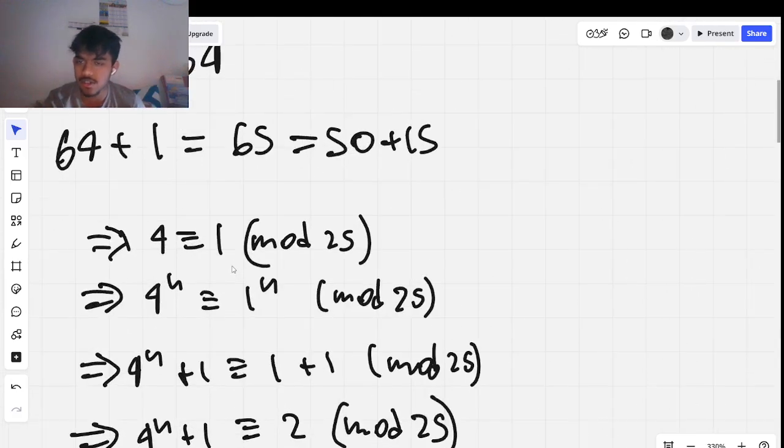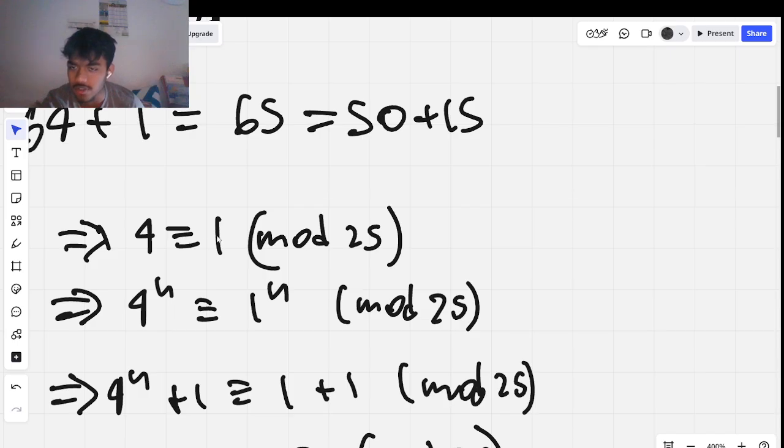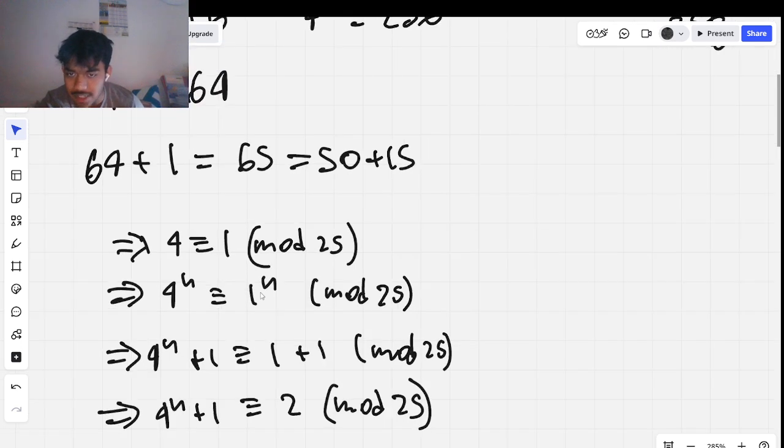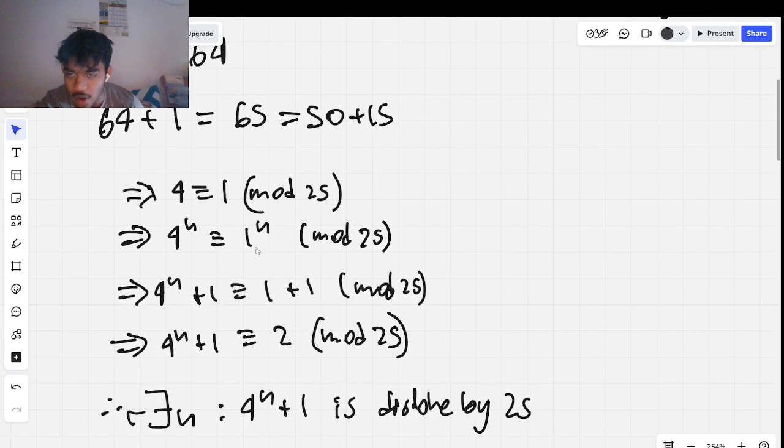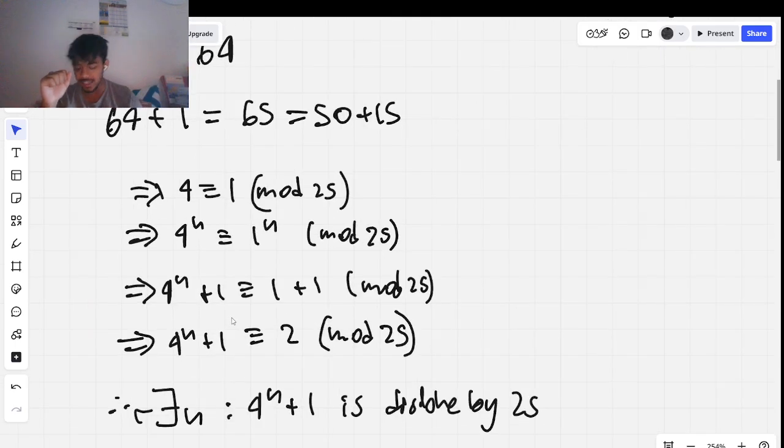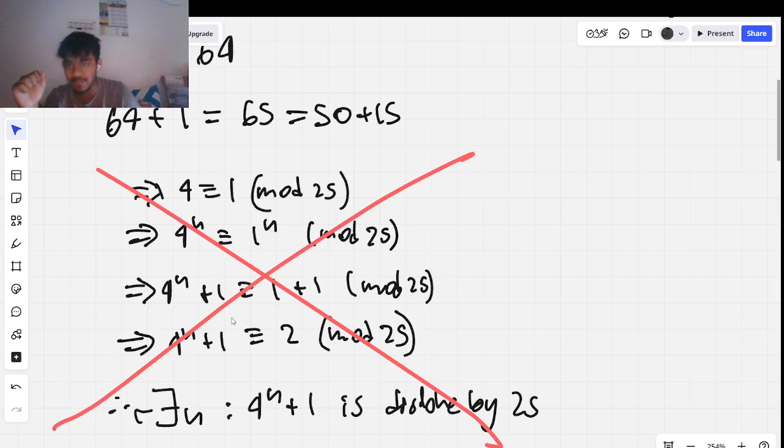Oh, that's not true. That's not true. 4 is not congruent to 1 mod 25. That is not true. Did I seriously... Oh, and I was so convinced I was correct. This is silly. This is why I'm not going to get into Oxbridge, because a silly mistake like this is not true. It's embarrassing. Oh my god, did I seriously say that 4 is congruent to 1 mod 25?